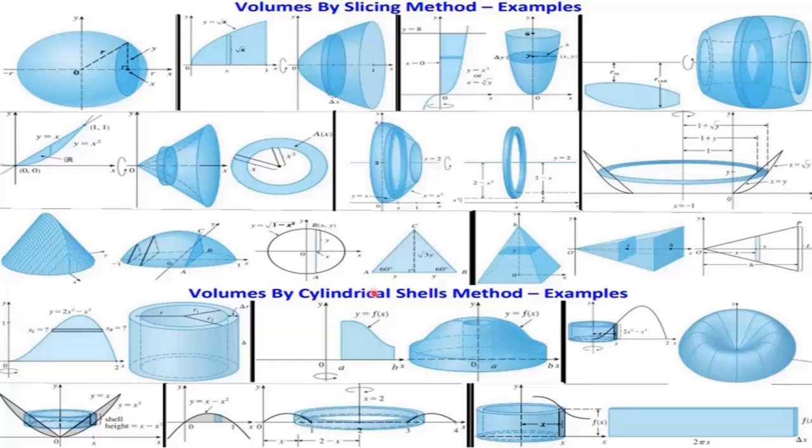Then I have here volume by cylindrical shell. You revolve this figure and you will cut basically a cylindrical shell out of the figure, and you add those, integrate those, and you will end up solving the integration basically.